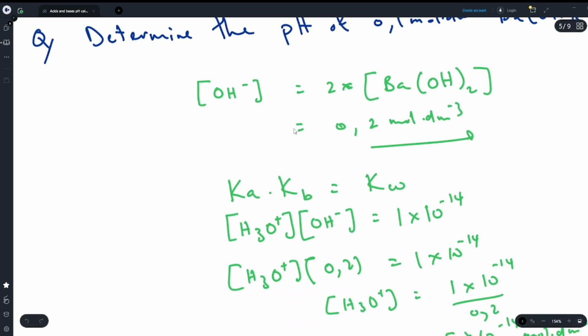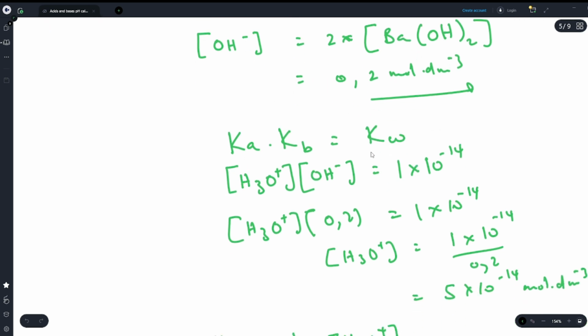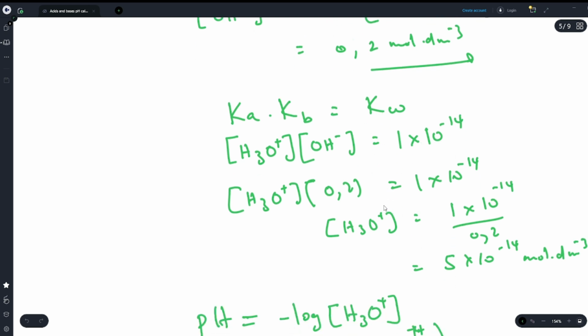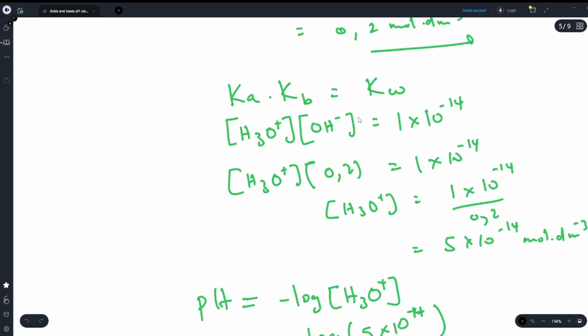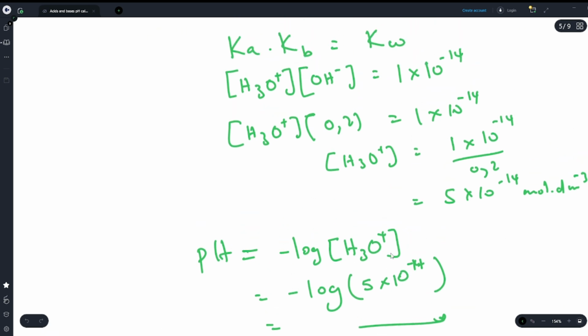So what do we do? Use the concentration of OH minus in this equation, the Ka, Kb, Kw equation, in order for us to find the concentration of H3O plus. Concentration of H3O plus times concentration of OH minus is equal to 1 times 10 to the minus 14. We'll replace the OH minus concentration with the value we calculated above, which is 0.2. Solve for the concentration of H3O plus, which will turn out to be 5 times 10 to the minus 14, which we can now put into our pH equation and calculate the pH of the base.